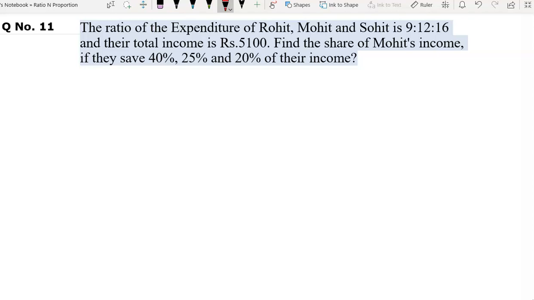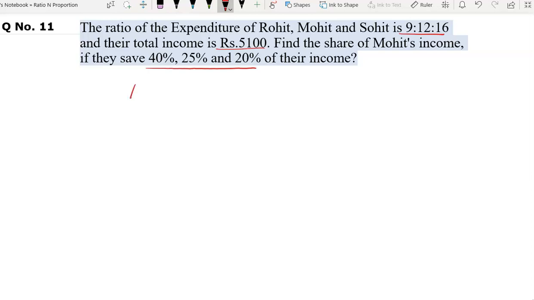Question number 11. The ratio of the expenditure of Rohit, Mohit and Sohit is 9:12:16 and the total income is rupees 5100. Find the share of Mohit's income if they save 40%, 25% and 20% of their income.